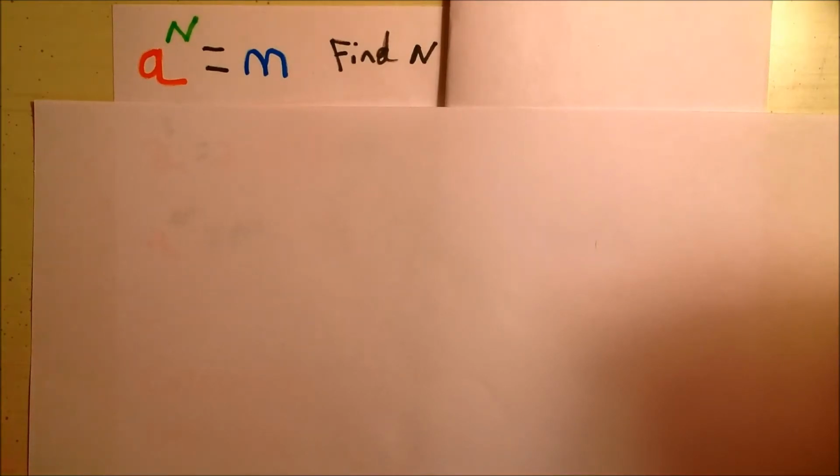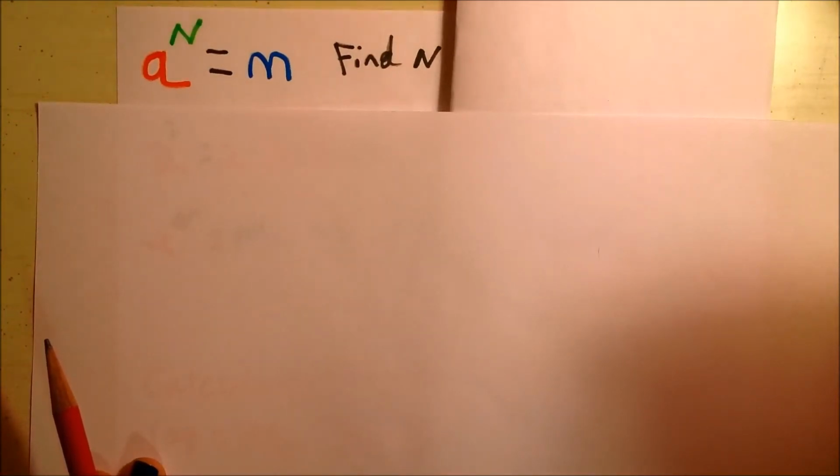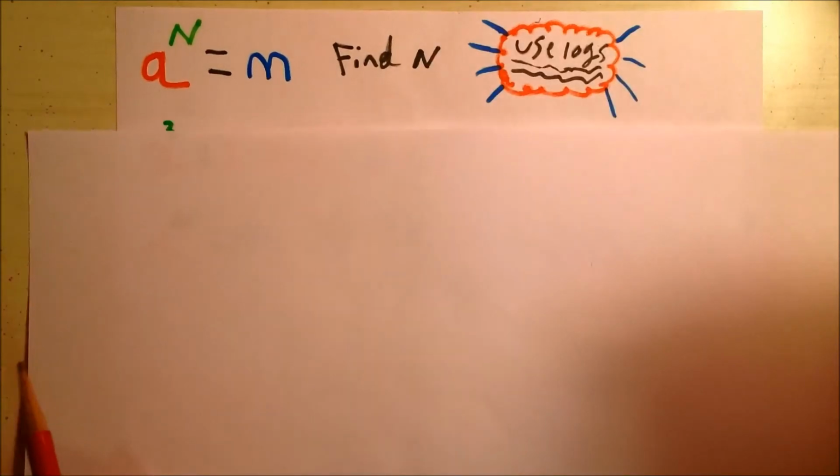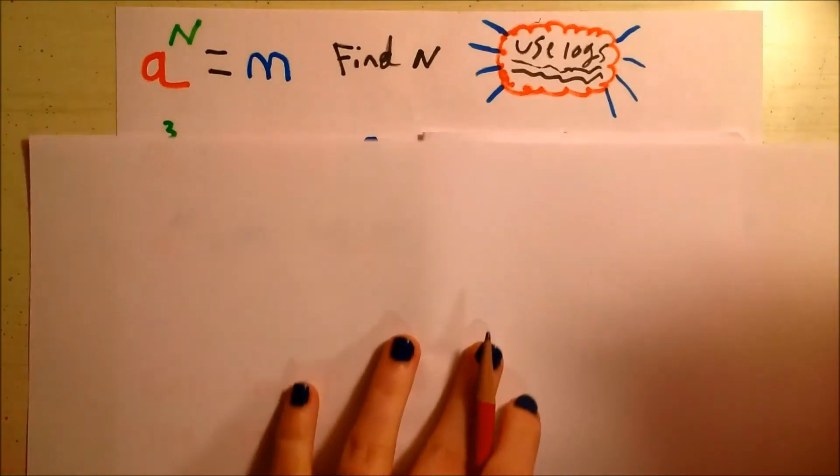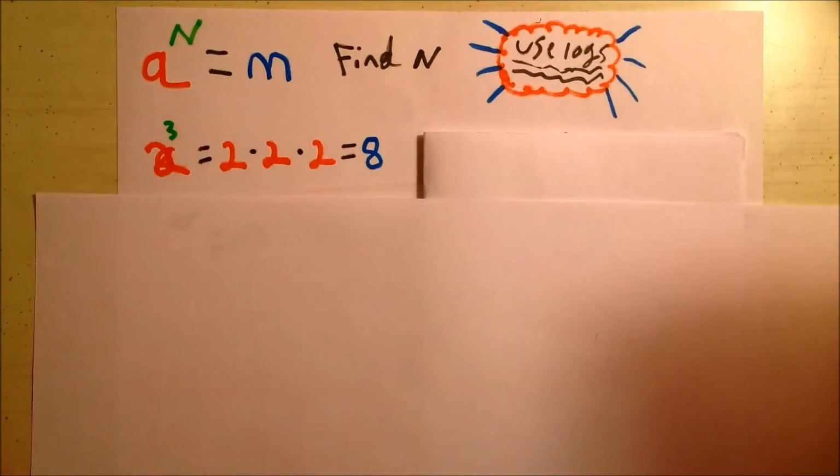The equation is in the form of a to the n equals m, and we need to solve for n, where n is the minimum number of guesses. We can do that using logarithms. Now, logarithms sound kind of scary, but really all they are is the inverse function of exponentiation. So what does exponentiation do? It just multiplies a number by itself a bunch of times.